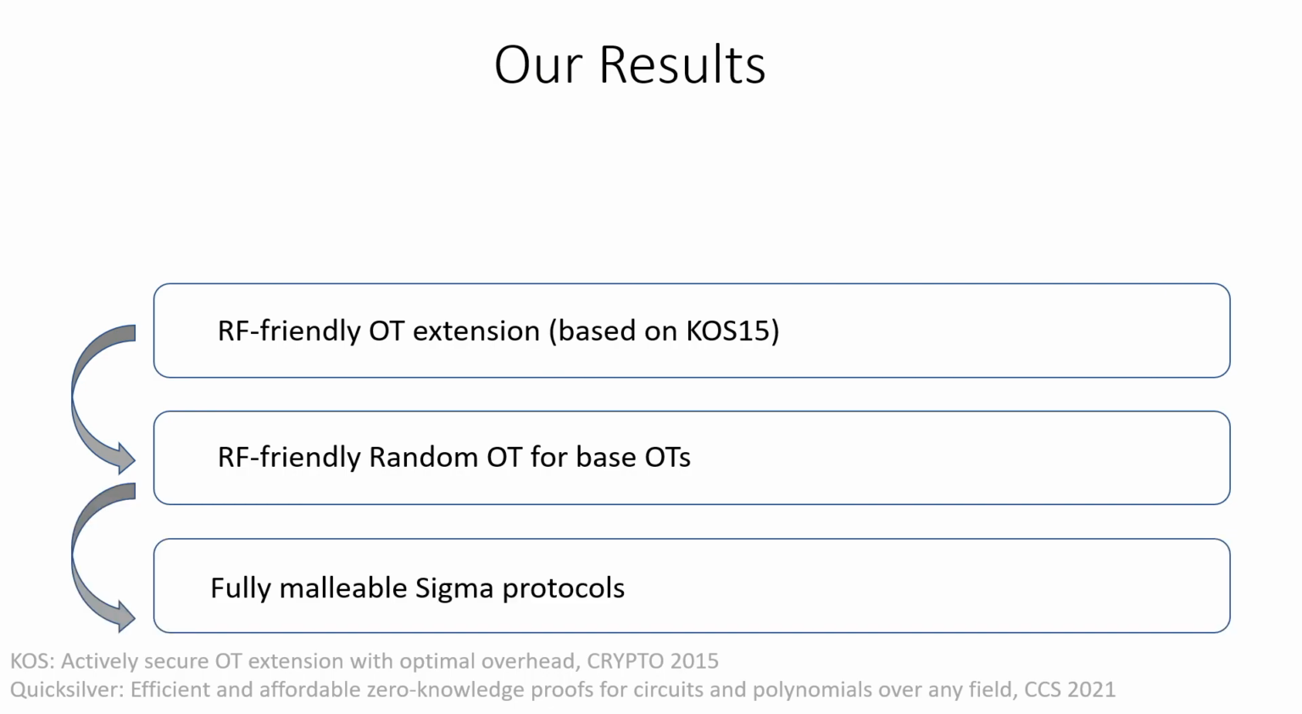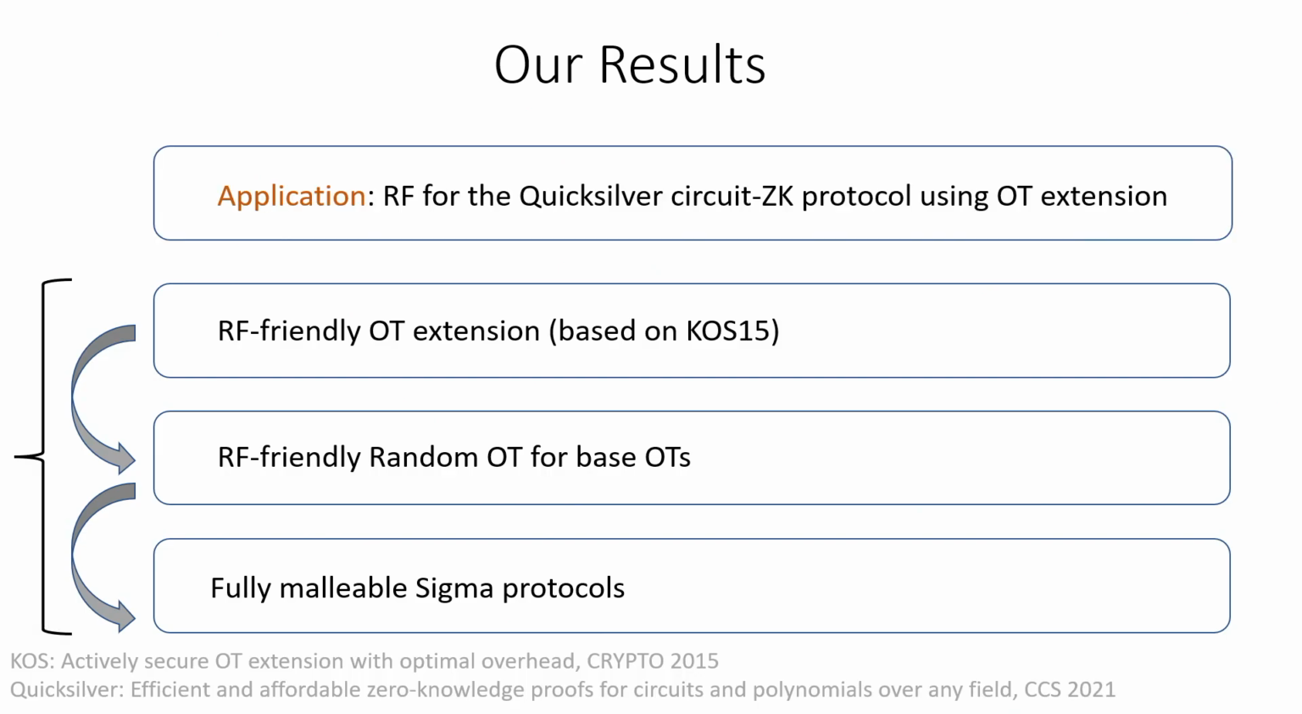And along the way, we introduce a notion called full malleability for Sigma protocols and for interactive zero-knowledge proofs that could be of independent interest, but we use this in constructing our random OT. And finally, we show how our OT extension protocol can be used to obtain an exfiltration resistant zero-knowledge protocol by building on top of Quicksilver, which is a circuit zero-knowledge protocol that uses OT extension.